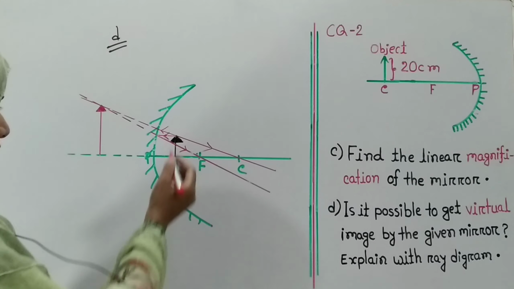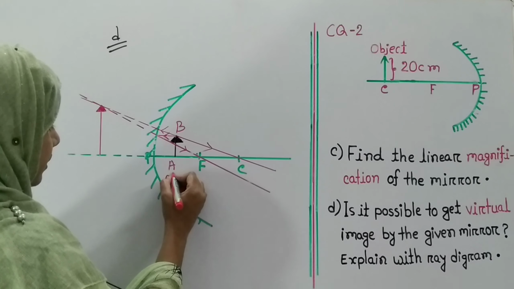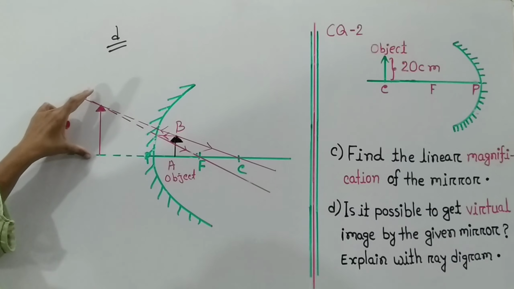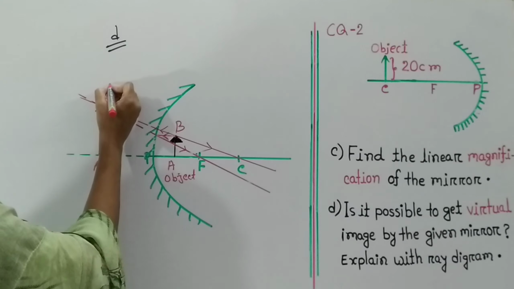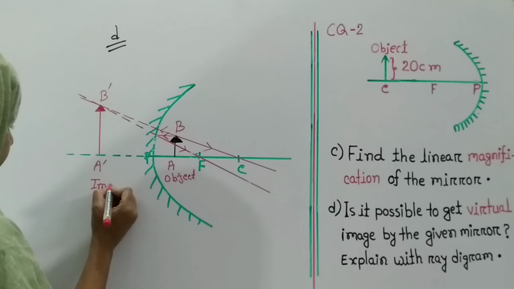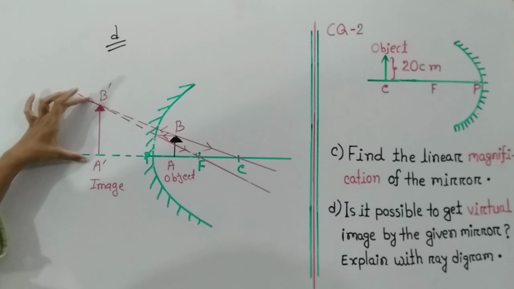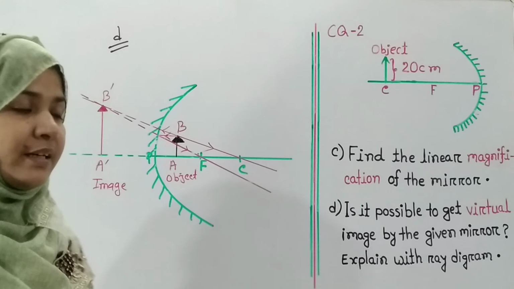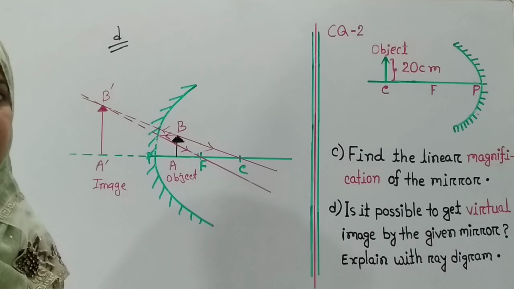So now we can say that if this is the object, A and B, then the virtual image of this object is formed behind the mirror, which is A prime B prime. And you can also see that the size of the image is magnified and it's an erect or upright image. After drawing the ray diagram, we have to write the nature, size and position of the image.